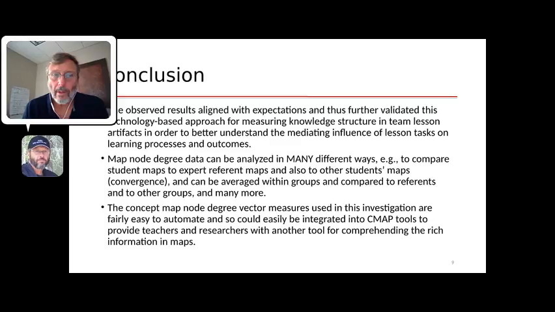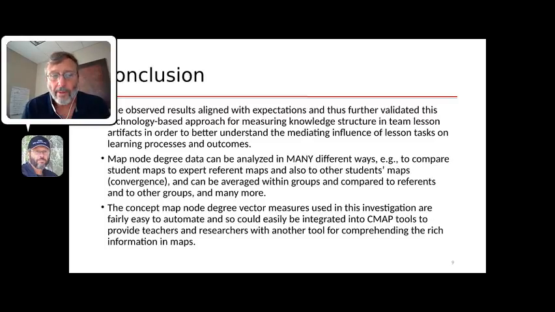We showed that this kind of vector data generated from a concept map, you can see how easy it is to collect, and we showed that this vector data then can be used for comparing to experts, to other benchmarks, and to other students, and to groups of students. So these vector data are useful, and you can see from this data that they've shown that they work.